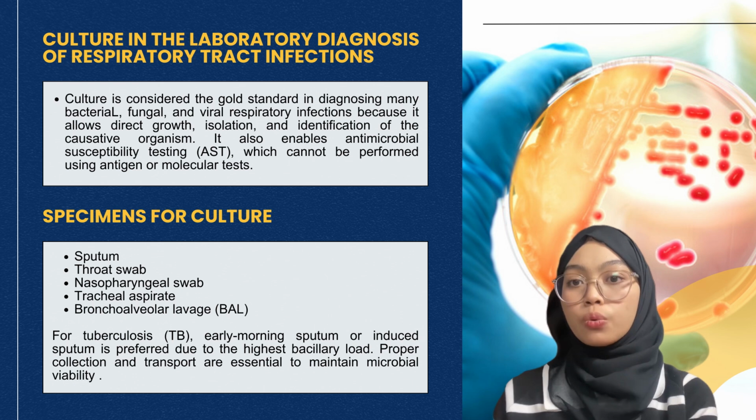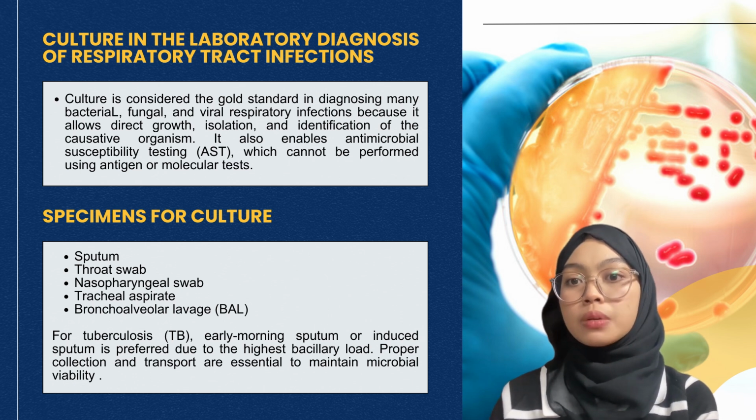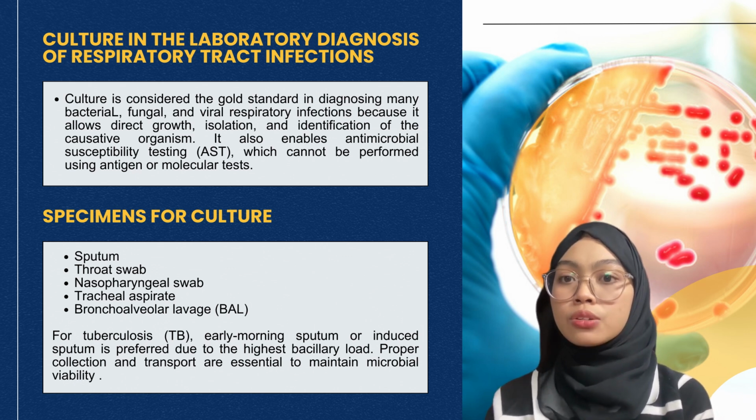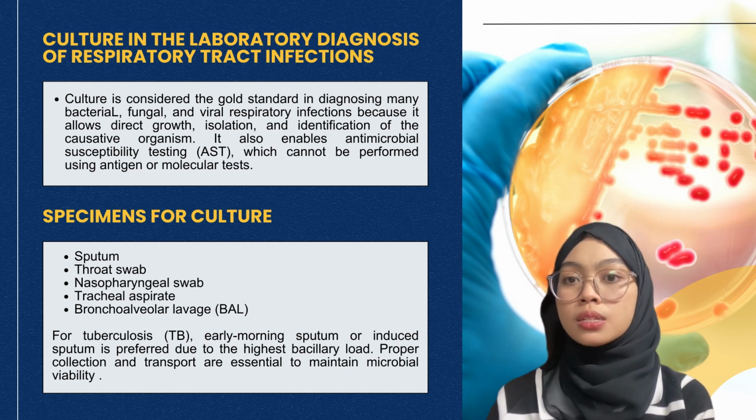To perform culture, we must collect the correct specimen. Common specimens include sputum, throat swabs, nasopharyngeal swabs, tracheal aspirate, and bronchoalveolar lavage. For tuberculosis, early morning sputum or induced sputum is preferred because it has a higher bacillary load. Proper collection and transport are extremely important to keep the organism alive, otherwise they may not grow in the culture.